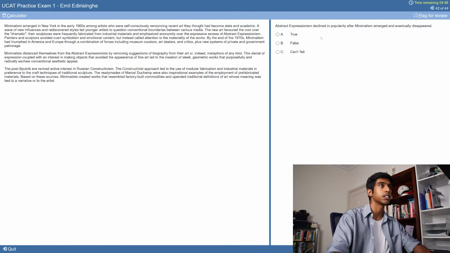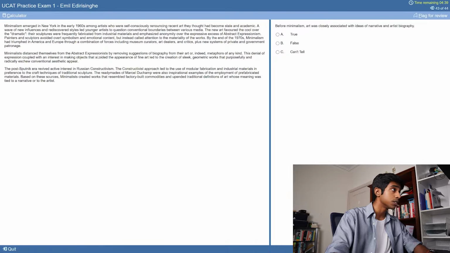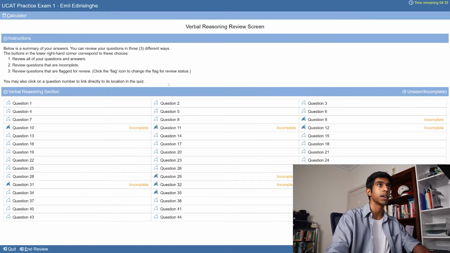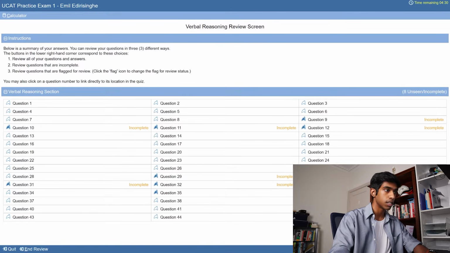Okay, tied narrative art. You can't tell that it declined in popularity before ideas of narrative and artist biography. So that was here. Removing suggestions, so that's true. Minimalism became popular in Russia, you can't tell. So there's nothing about the timing there. There's 2 sets left.